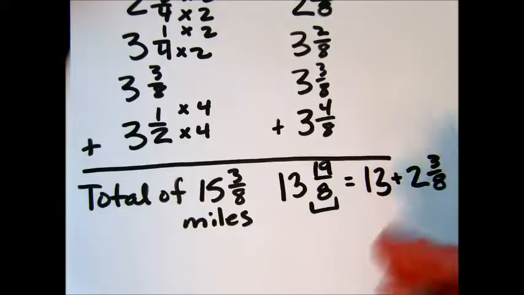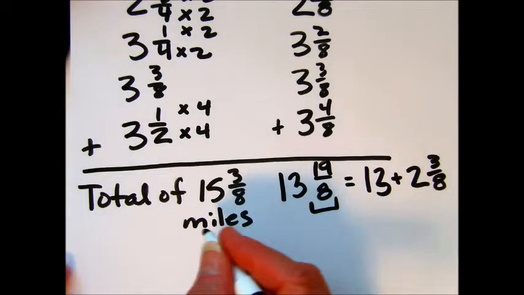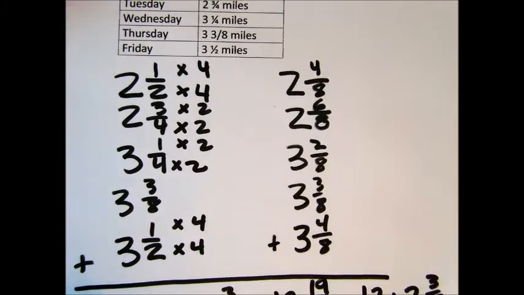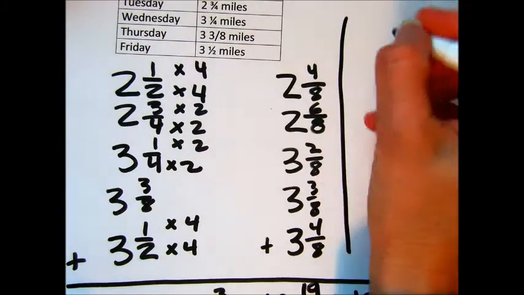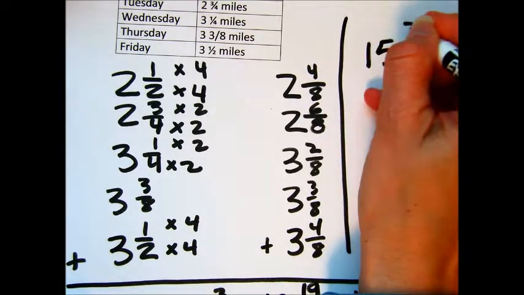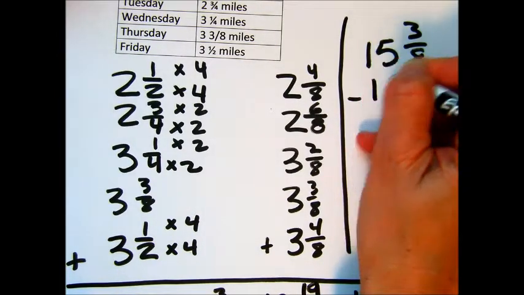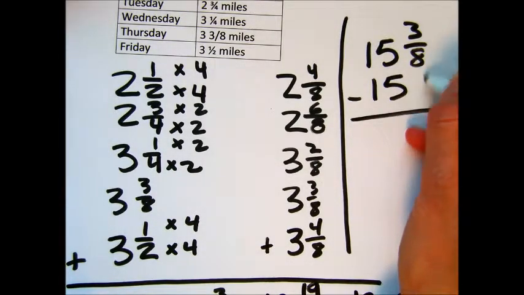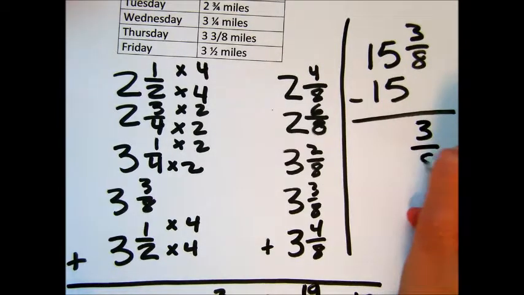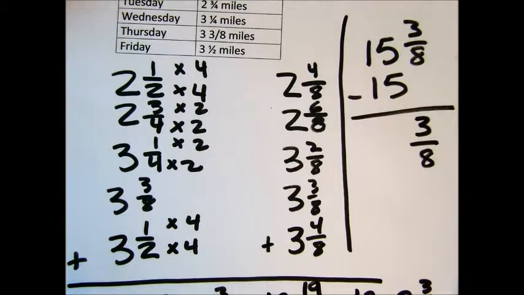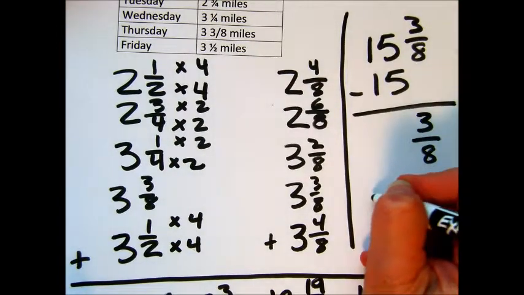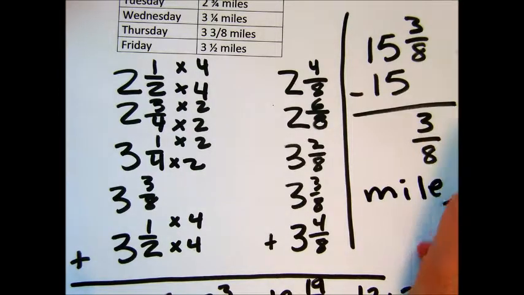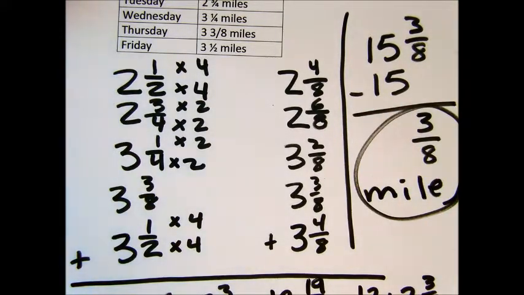So we're going to subtract 15 and 3/8 minus 15, because that was her goal. This is really going to be 0 over 0, so we're just bringing that down. 3/8, 15 take away 15 is 0. So she exceeded her goal by 3/8 of a mile. 3/8. And that would be your answer.